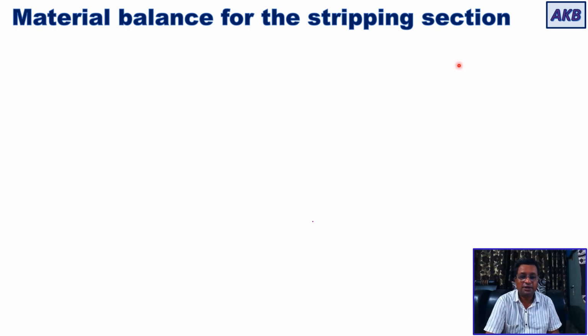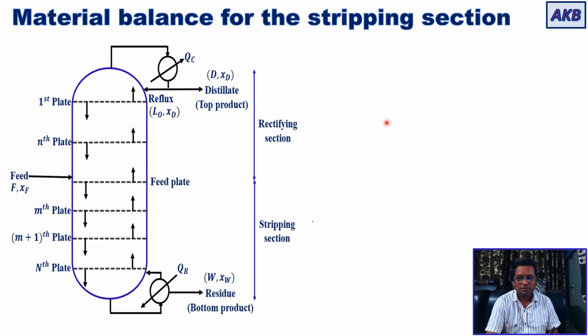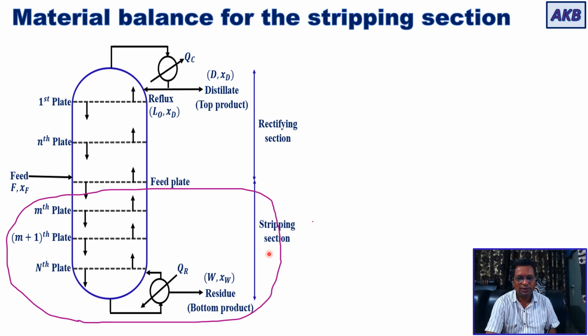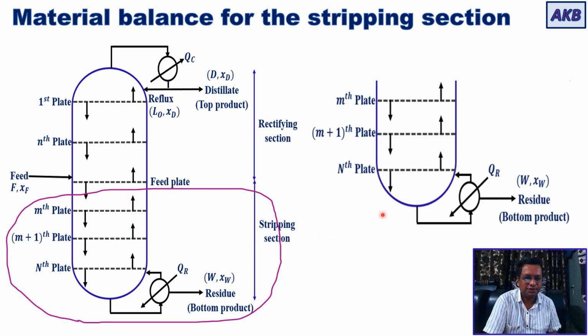Now let us understand material balance for the stripping section. So for that, let us again look at the column. Now we know stripping section is nothing but the section of the column below the feed plate. So I'm again taking a pink envelope that is covering the section below the feed plate, that is the stripping section. Now I have enlarged that section. So you have various plates. You have mth plate, then the plate next to it is m plus 1 plate, and the last plate is nth plate. And then you have the reboiler.